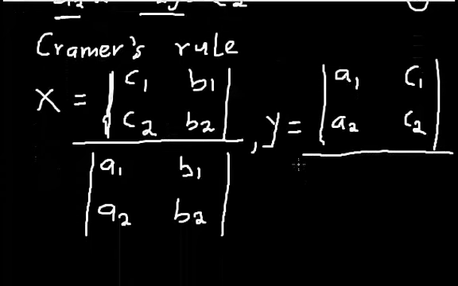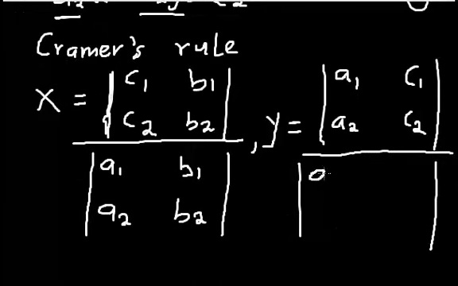So now my denominator for all the variables will still remain the same: the coefficients of all the variables in ascending order, that is a1, a2, b1, then b2. Please pardon me.